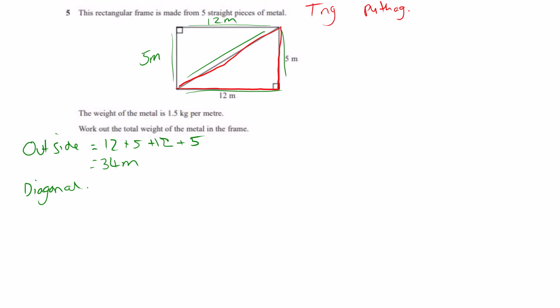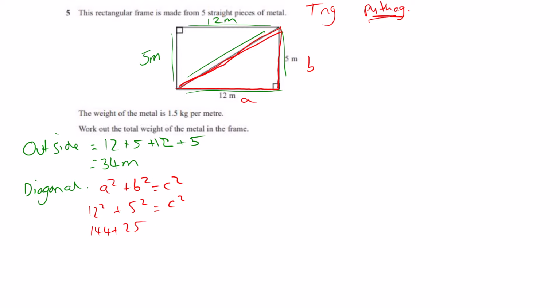Now for this one we don't have any angles. We're not being asked to find an angle, we just want to find this third length, so we're going to use Pythagoras. So simply enough, a squared plus b squared equals c squared. Label up the triangle, so 12 squared plus 5 squared is c squared.